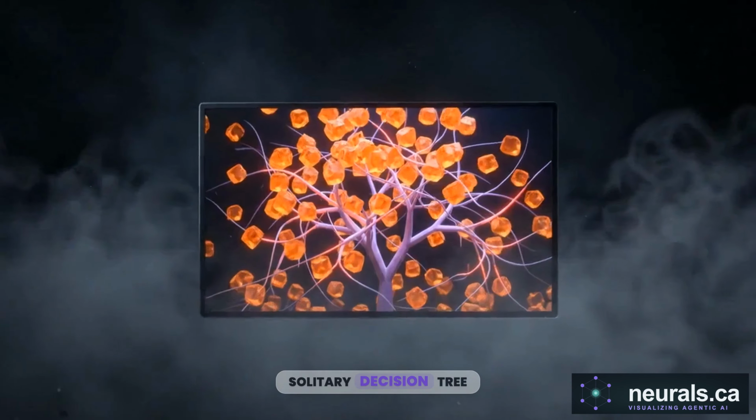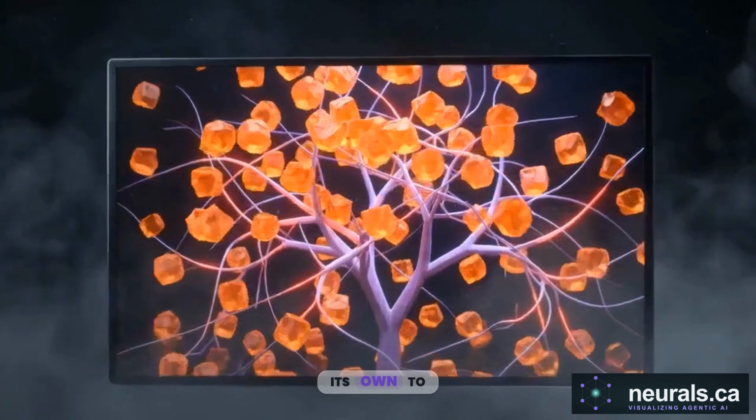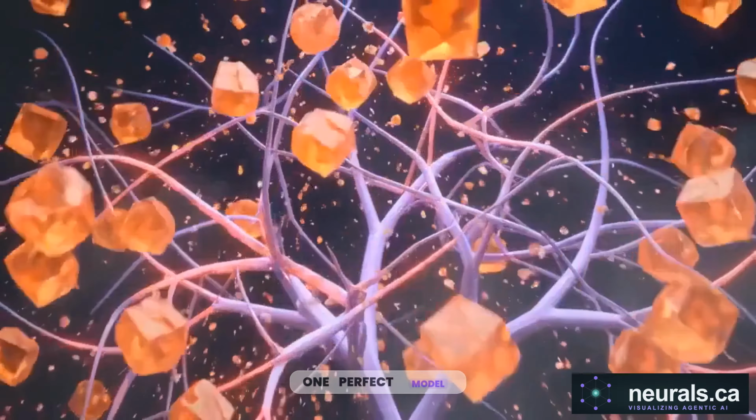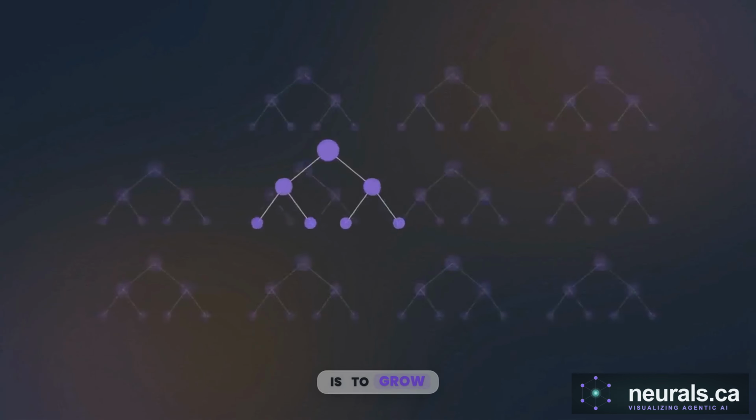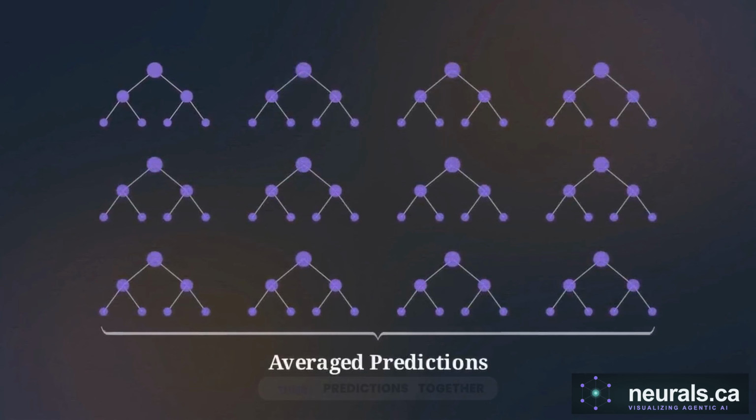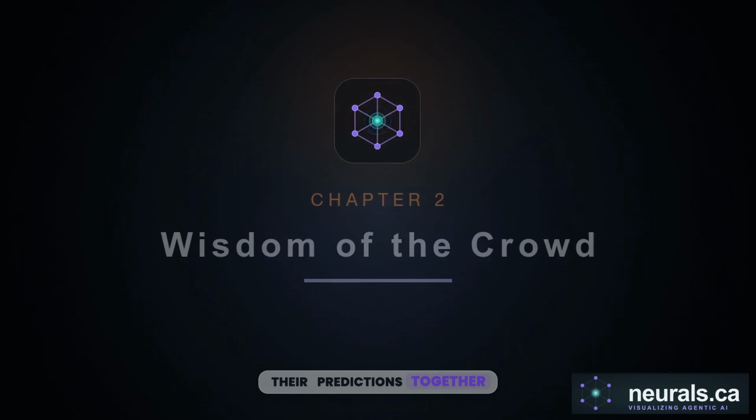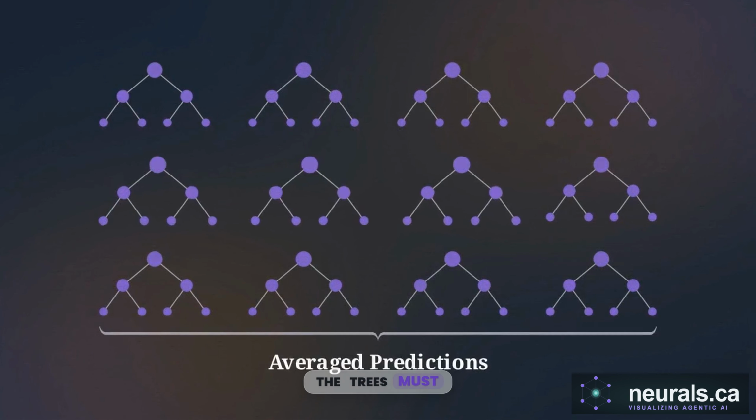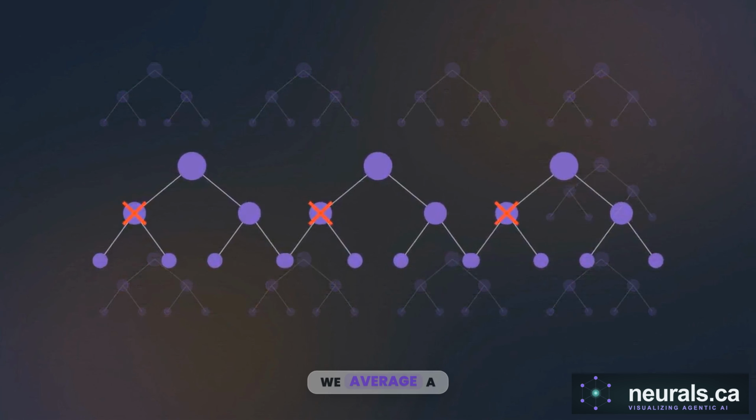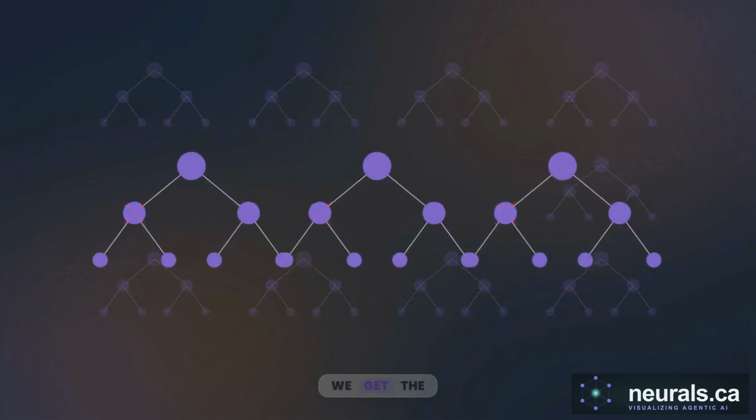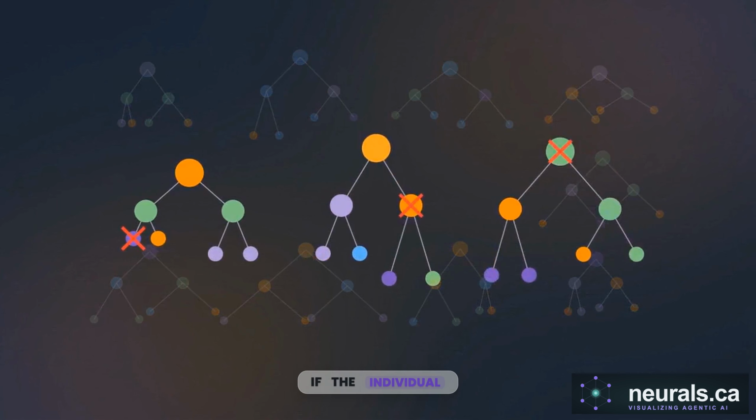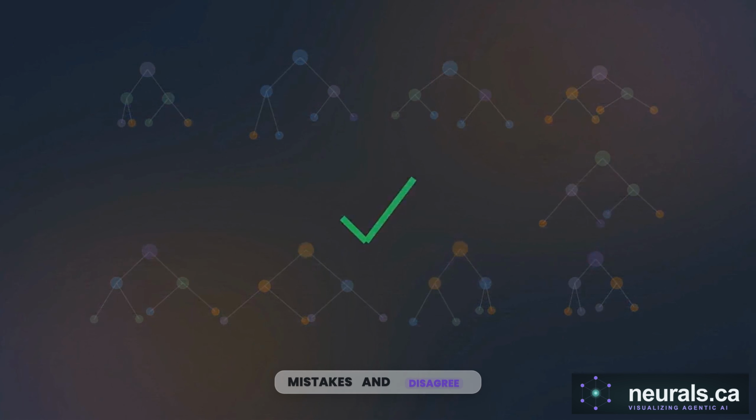A solitary decision tree is too fragile to trust on its own. To handle complex data, we must abandon the search for one perfect model. The macro solution is to grow hundreds of different trees and average their predictions together. But there's a requirement for this ensemble to work. The trees must be de-correlated. If we average 100 identical trees, we get the exact same errors. The ensemble gains predictive power only if the individual trees make different mistakes and disagree.